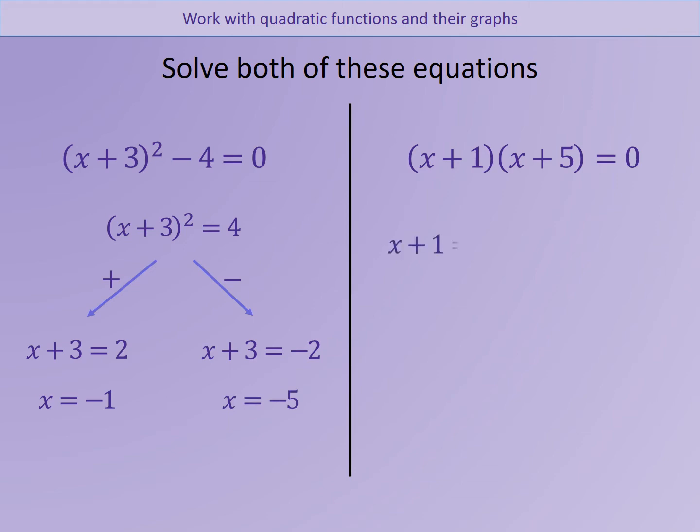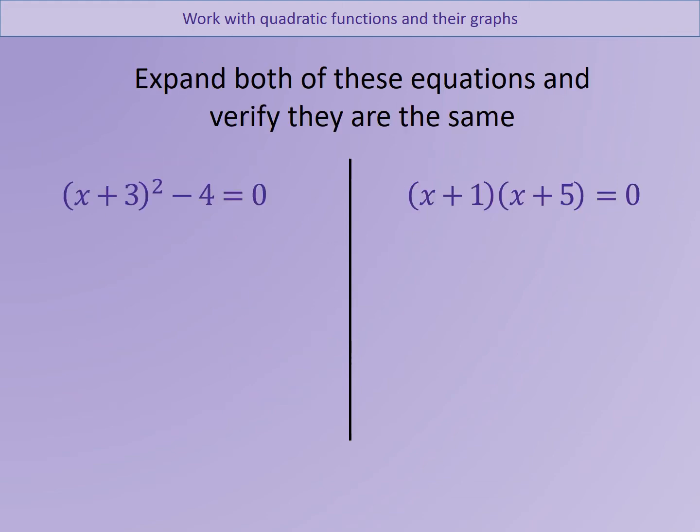On the right-hand side, a bit like on the previous slide, either x + 1 would have to equal 0 or x + 5 would have to equal 0, leading to solutions of -1 and -5. You'll notice that the values of x for both of these equations are exactly the same.